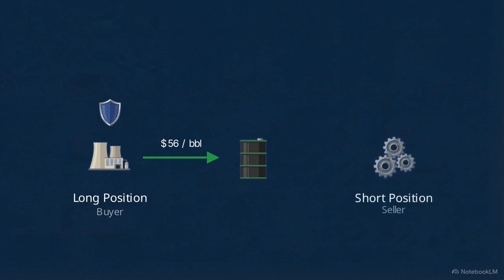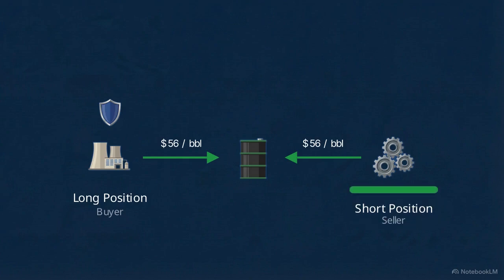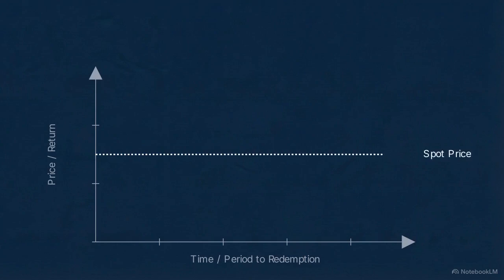On the other side of that exact same contract is the short position. The oil producer legally commits to selling their barrels at that same $56, guaranteeing their revenue even if the global market suddenly crashes. When we chart these futures prices against current market rates, we sometimes see this upward sloping curve.